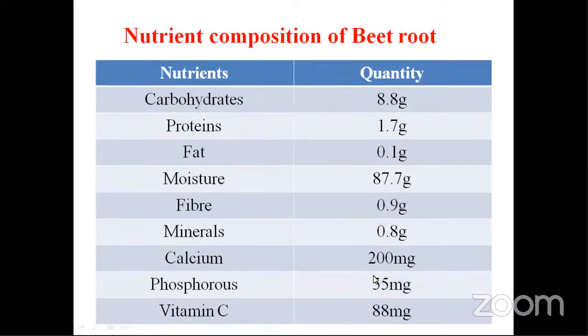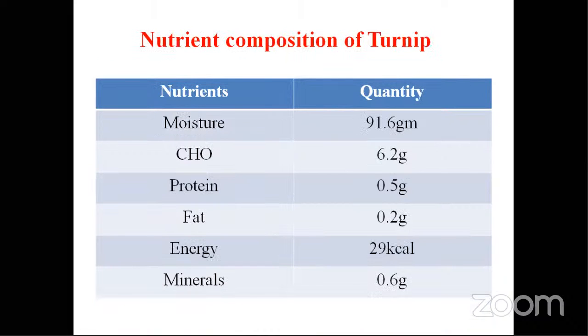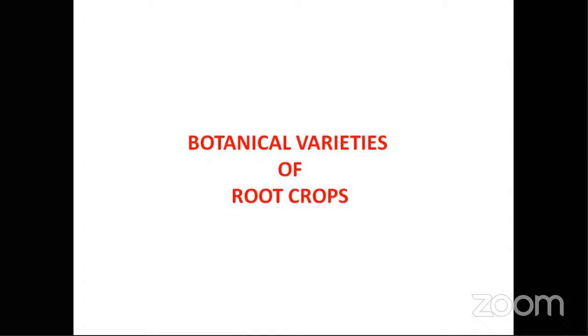Next, beetroot. Beetroot is a good source of vitamin C, phosphorus, and calcium. These things are more important, because whatever minerals or elements are important from a health point of view are the things you have to remember in the crop. You need not remember the moisture, fiber content, or mineral content, but those vitamins or minerals that are important for our diet, you need to remember. Next, turnip. And after turnip, we have the botanical varieties of root crops.